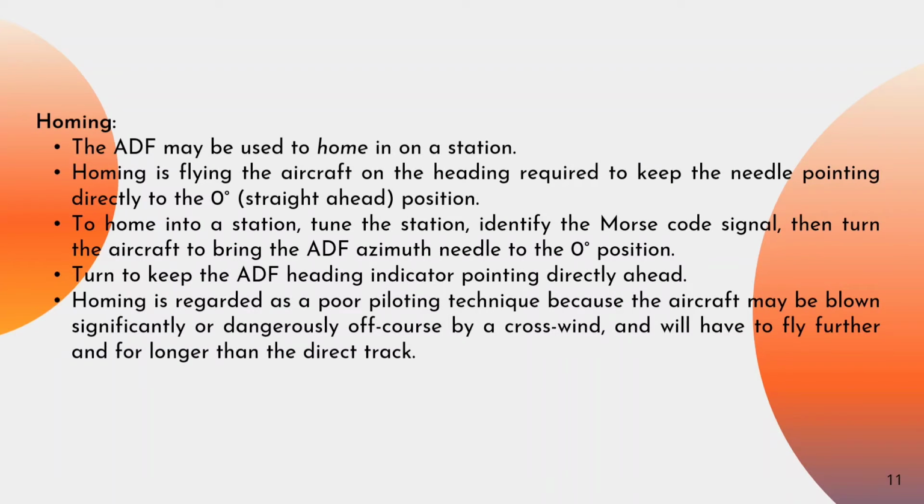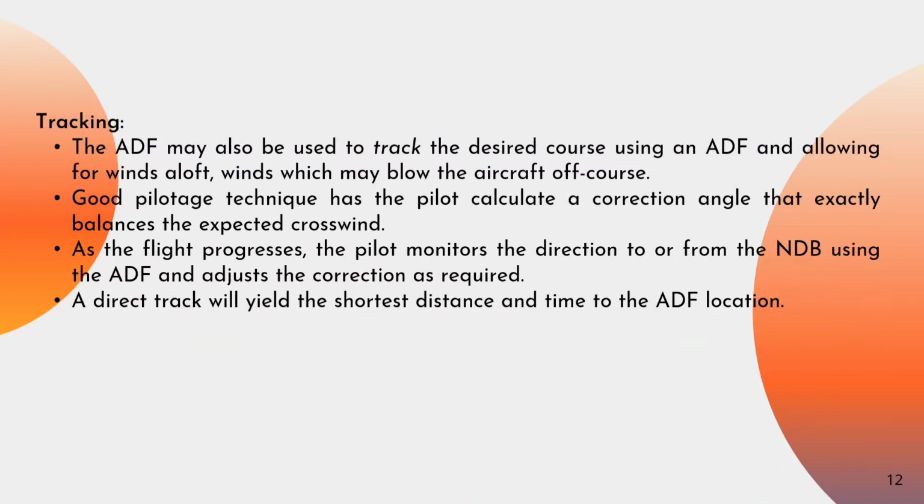Homing is regarded as a poor piloting technique because the aircraft may be blown significantly or dangerously off course by a crosswind and will have to fly further and for longer than the direct track. Tracking. The ADF may also be used to track the desired course, allowing for the winds aloft, which may blow the aircraft off course.